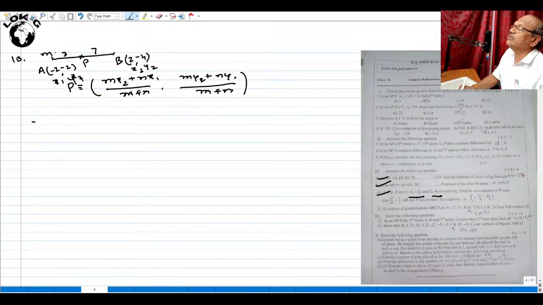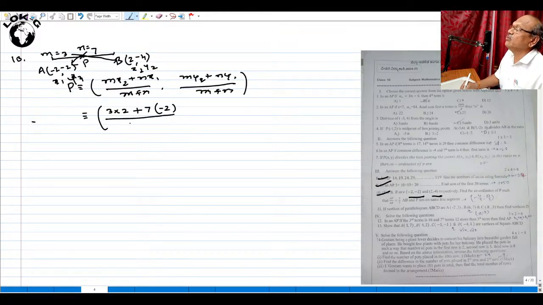Here m is 3 and n is 7. Simply go on substituting the values, then you simplify. What is m here? m is 3. I told you the cross method, right? Use the cross method. mx2 is 3 into 2 plus, be careful about sign also, nx1, what is n? n is 7. What is x1 here? Carefully observe, it is -2, divided by m plus n, 3 plus 7.